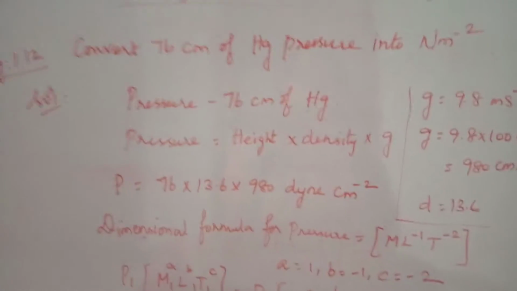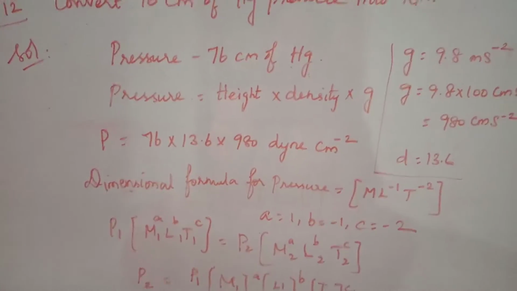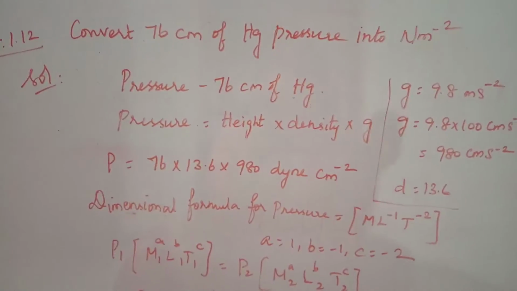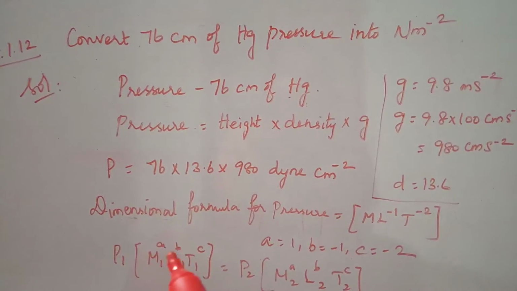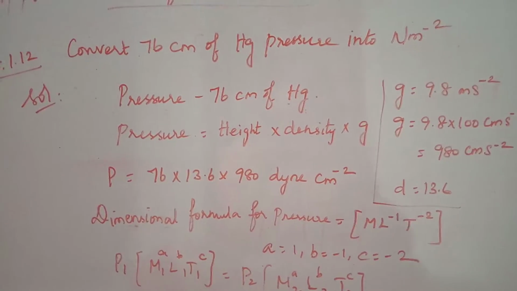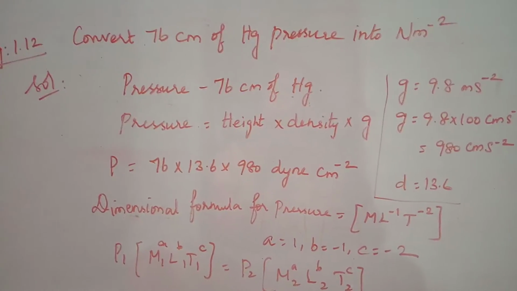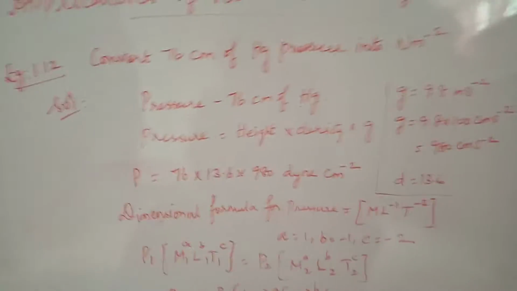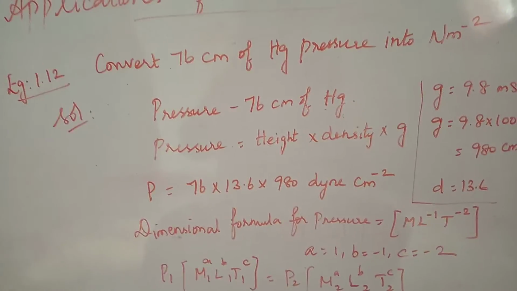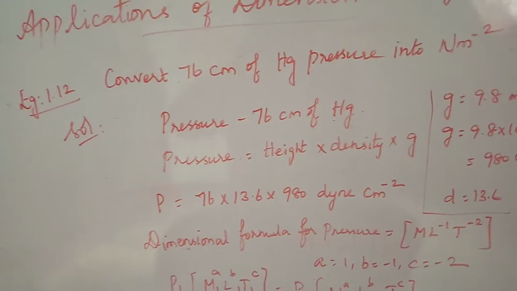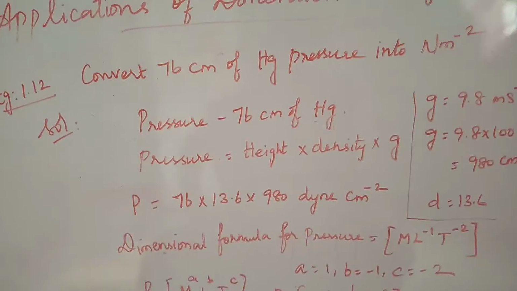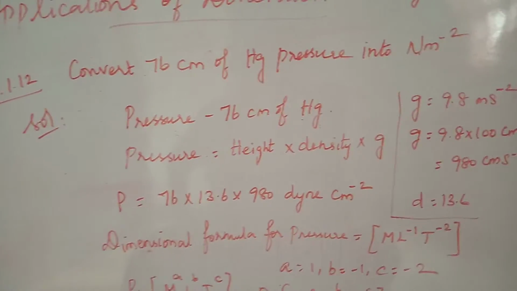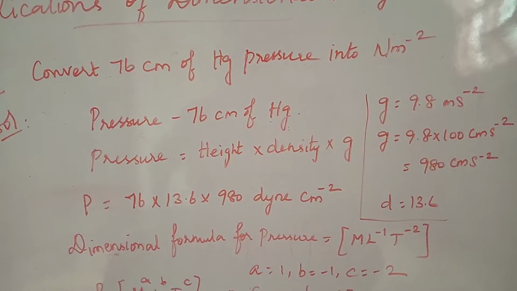So what have they given? They have only given the pressure value as 76 centimeter of Hg. You have to convert the pressure from the CGS system into the MKS system. For pressure, they have given only 76 centimeter of Hg, right? For pressure, the formula is height into density into acceleration due to gravity. We know the acceleration due to gravity g value as 9.8 meter per second square.